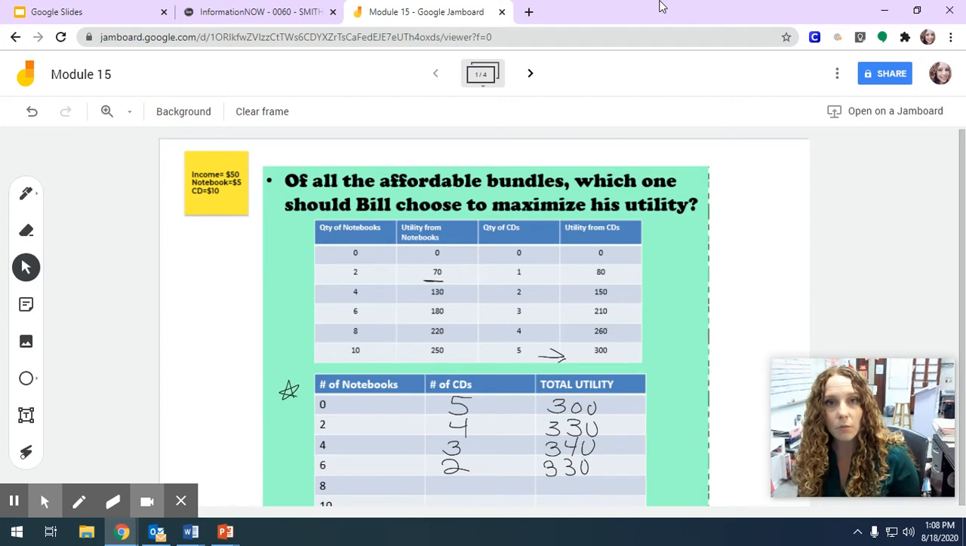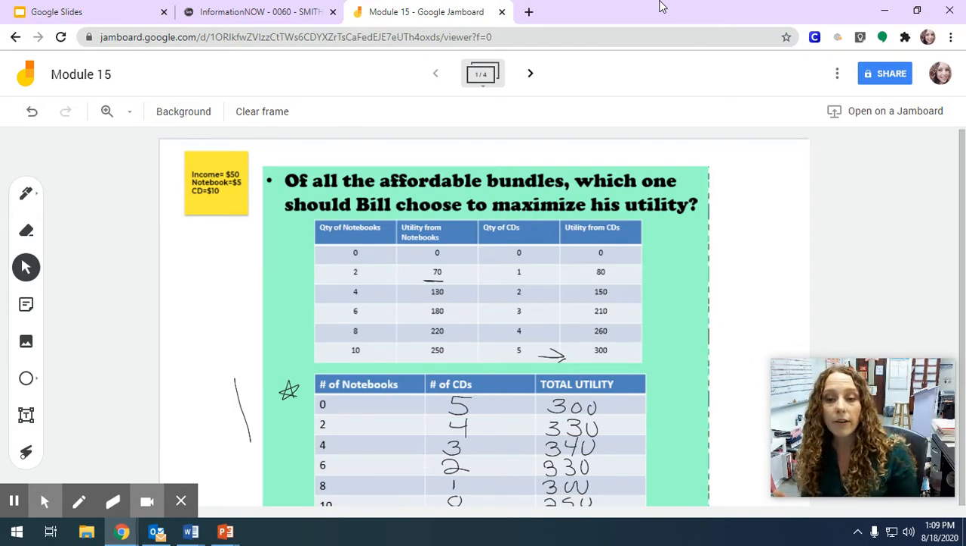If he buys 8 notebooks, he is now spending $40 on that. So he can only buy 1 of the CDs, okay? Which means at 1 CD, he gets 80 utils, and at the 8, it's 220. So that's 300. And it's kind of cut off down here on my end. Let me fix that, pull it up some so I can see it. Okay, at 10 notebooks, that means he can't get any CDs, and that would be 250. I hope you can kind of sort of see that.